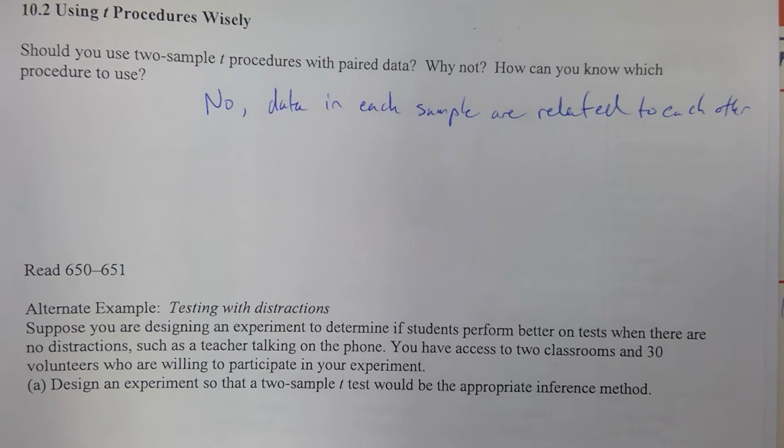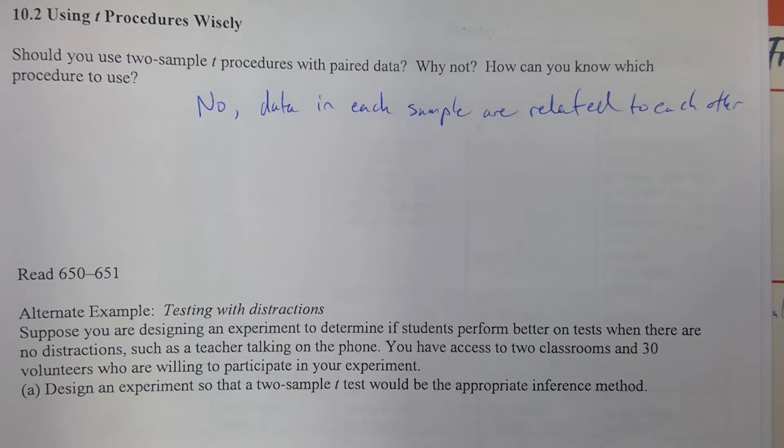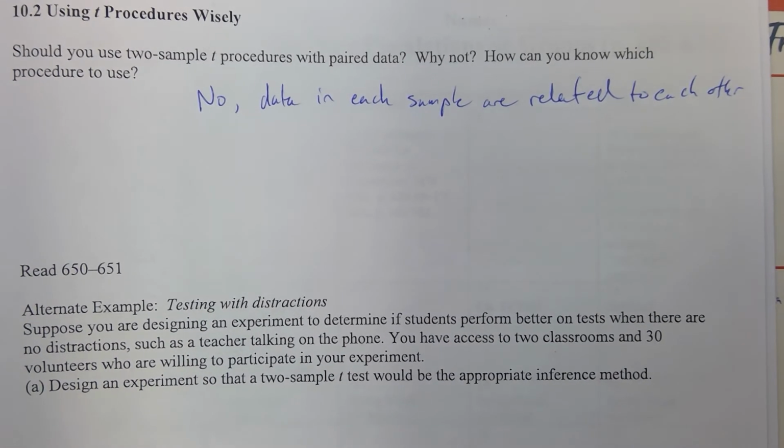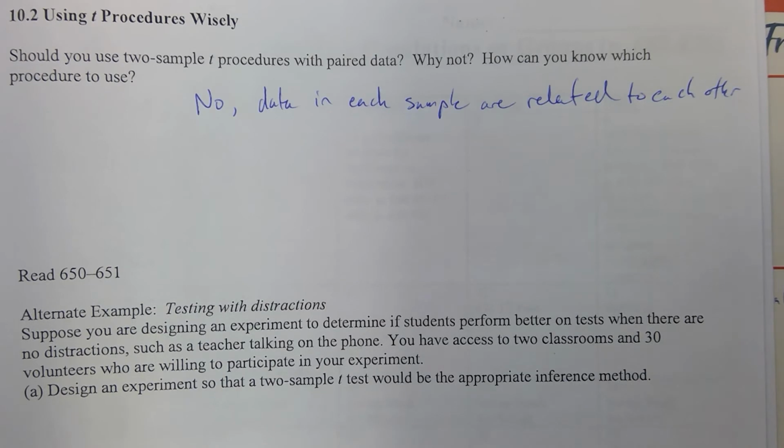So that means that in the cookie example, if I picked 2 cookies and they were really similar to each other, like the first cookie in the batch, matched pairs is essentially what we're thinking of here. Also an example that we're looking at below is testing with distractions. If I take the test with distractions and then I take it without distractions, we want to see, did I have a difference? So now, how can we know which one to use?